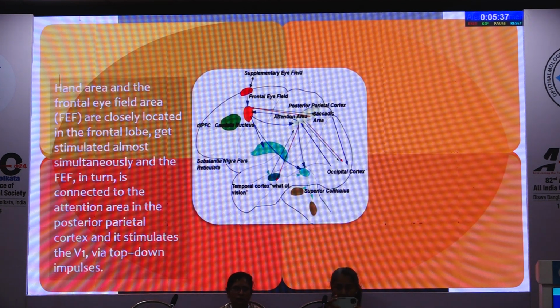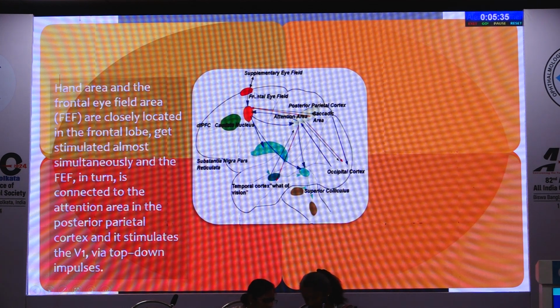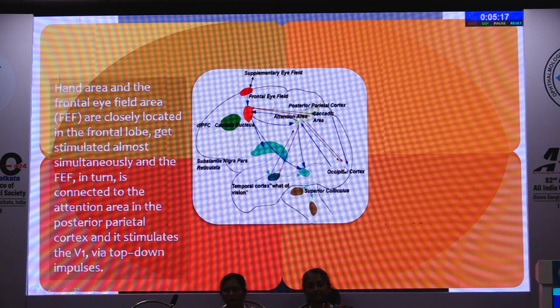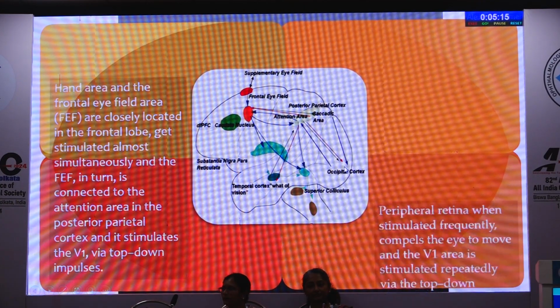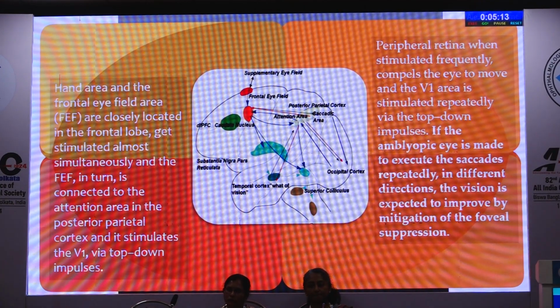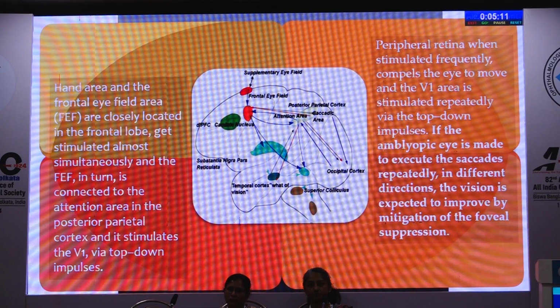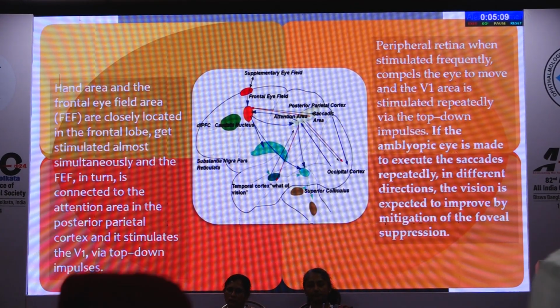Also, close to this frontal eye field, we have the motor area for the hand. So when we move the hand to point at the laser light, we see that even this area is stimulated, and all these are interconnected and keep firing, and they send impulses to the occipital area, which in turn stimulates it.